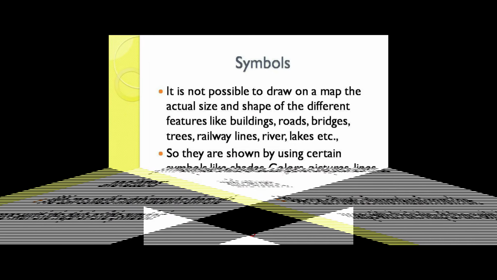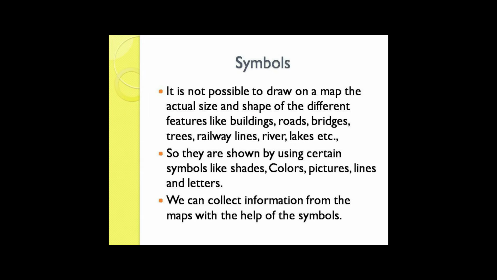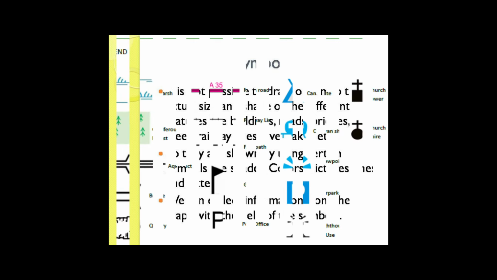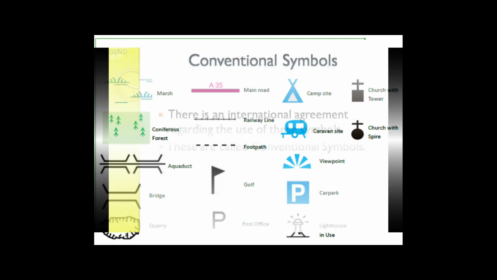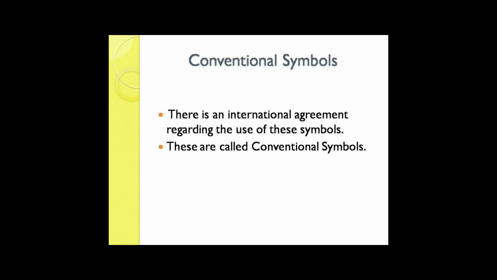Symbols. It is not possible to draw on a map the actual size and shape of the different features like buildings, roads, bridges, trees, railway lines, rivers, lakes, etc. So they are shown by using certain symbols like shades, colors, pictures, lines and letters. We can collect information from the maps with the help of the symbols. Conventional symbols. There is an international agreement regarding the use of these symbols. These are called conventional symbols.